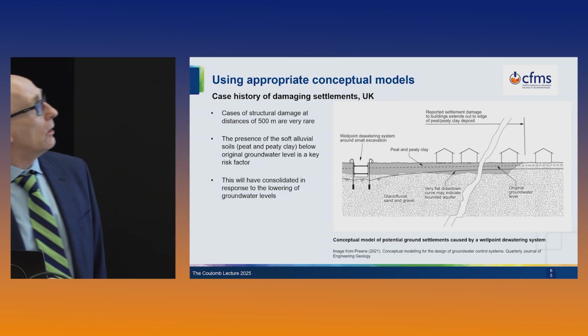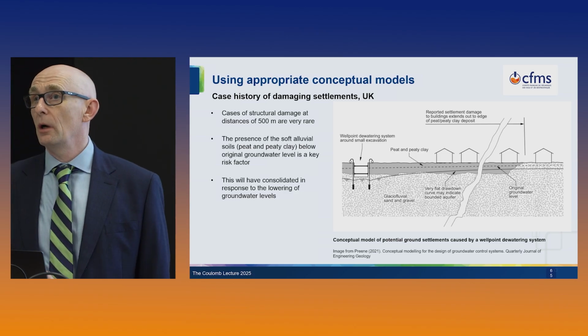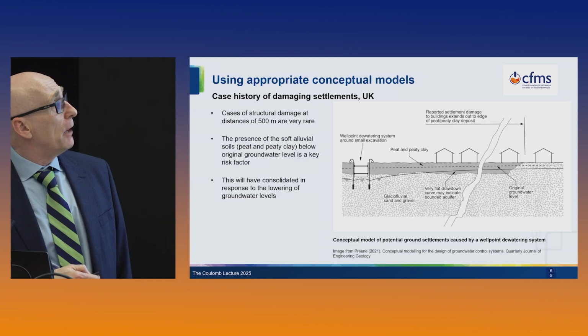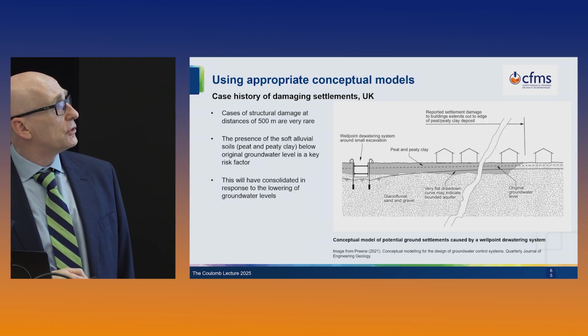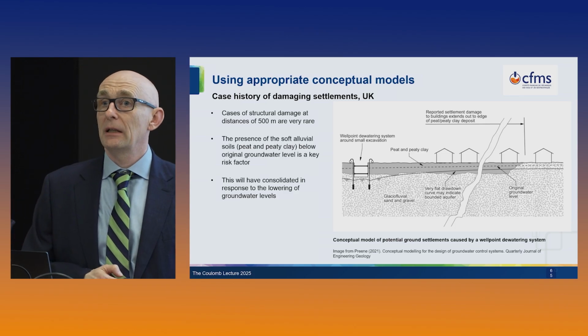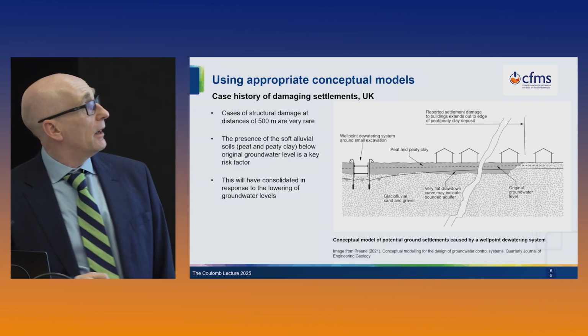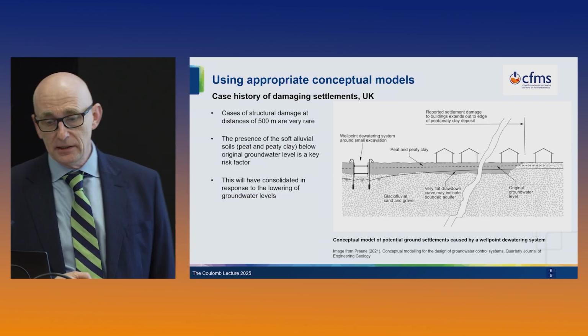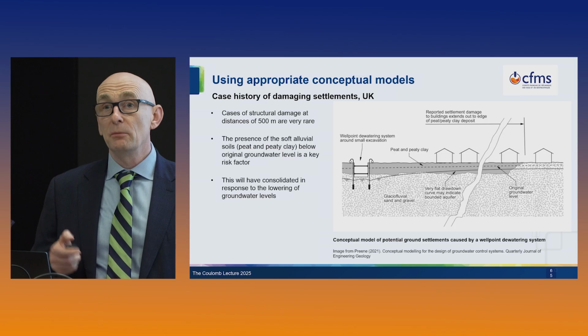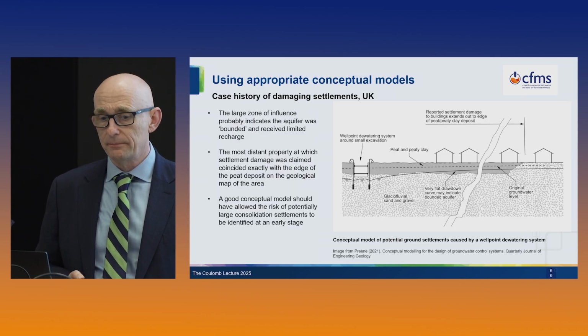When we developed a conceptual model at the problem-solving stage, it became apparent that there was a layer of soft, normally consolidated peat and clay near the surface. It was below the groundwater level. The sand and gravel underneath formed a confined aquifer, so when they lowered the groundwater level, that caused downward drainage and consolidation of the peat and clay, and 3 weeks was long enough for the settlement to occur. And it occurred at quite a long distance from the site. A conceptual model would have identified this was a risk, I think.